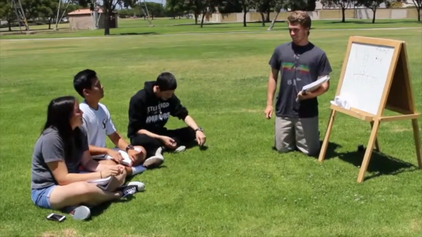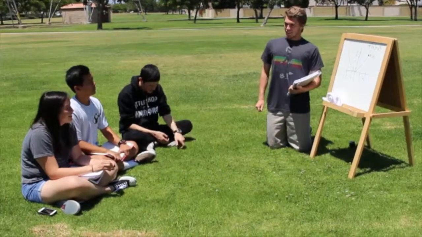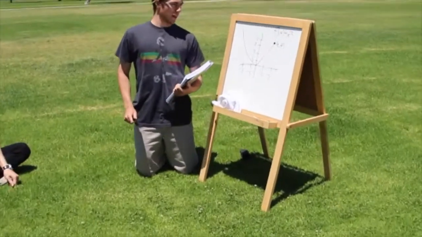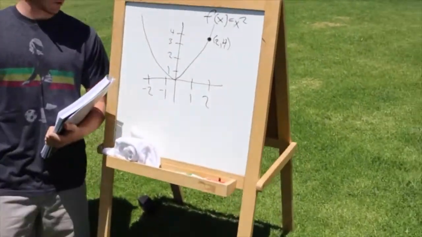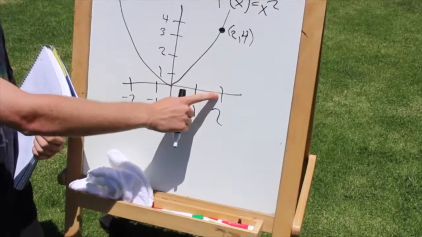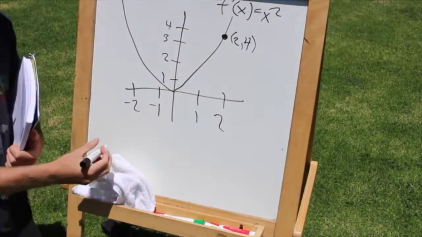I don't understand the definition that you're giving us. Can you give us an example of what a limit is? Okay, we can look at the graph of f of x equals x squared, and we can see as x approaches 2, the value is 4. So we can write that.